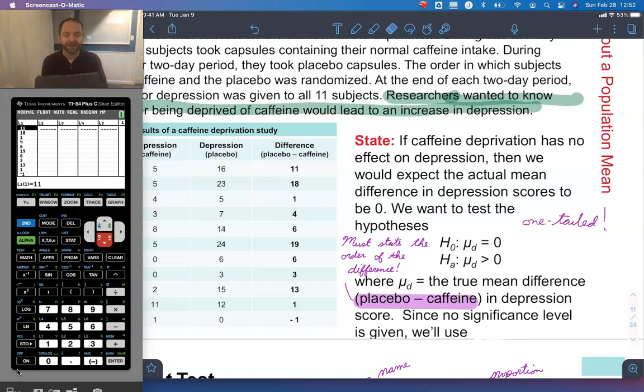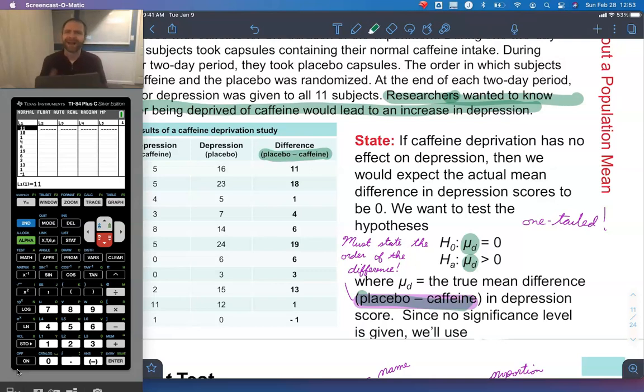So there's your greater than. It is a one-tailed one. You must state the order that you're doing the subtraction. Notice they did it here in the table. You need to do it as well. So when you're defining your variable, because if you use it, you better define it. And so they're going to say mu sub d equals the mean difference, the true mean difference. And they better say the order they subtracted: placebo minus caffeine, in the context, depression score.